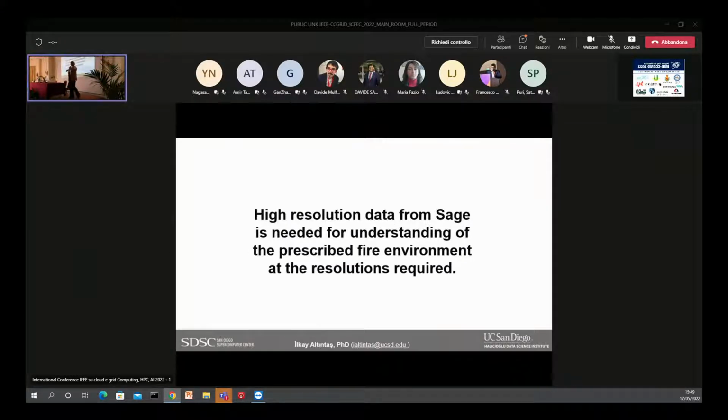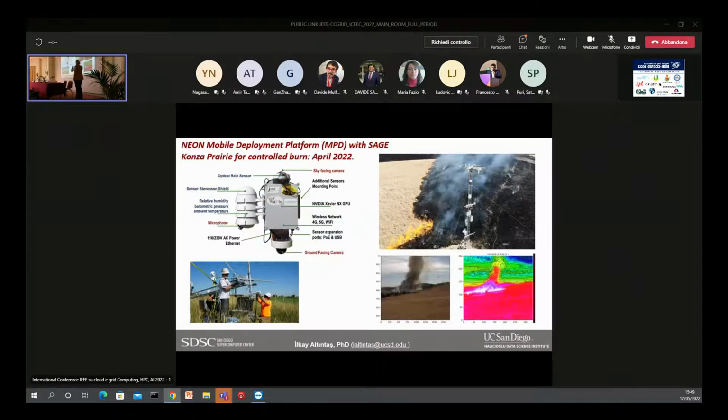So on the day of, let's say we have high-resolution data, or we have these models and we are burning, but how do we make sure we know what we are doing on the day of, or afterwards, how do we evaluate how it worked? So we are using high-resolution data we are starting to use from SAGE. This is an example that happened in the last couple of weeks.